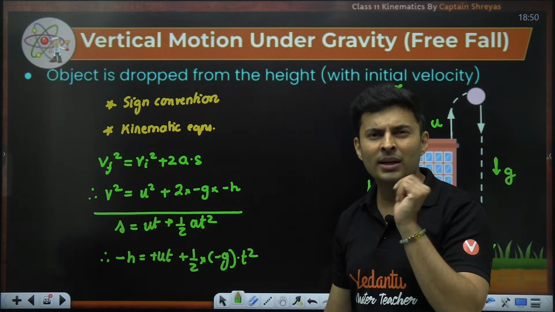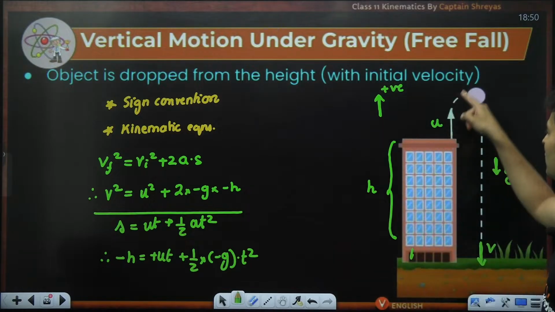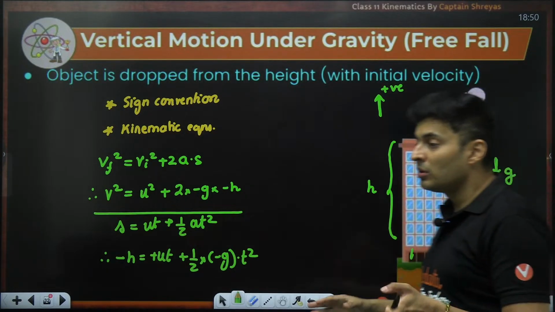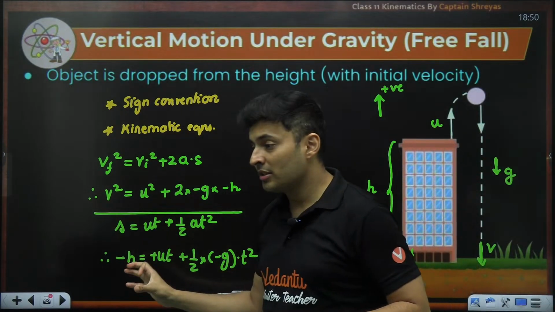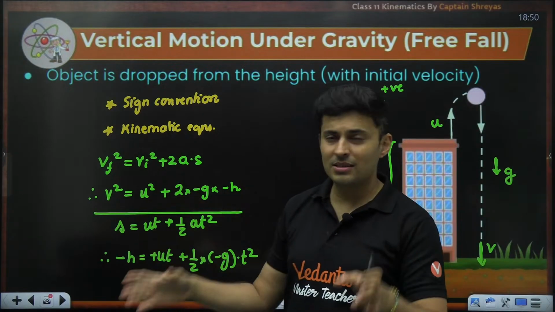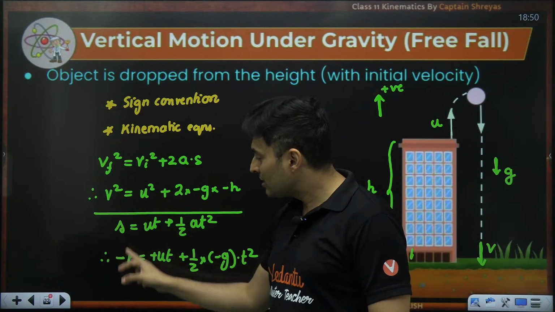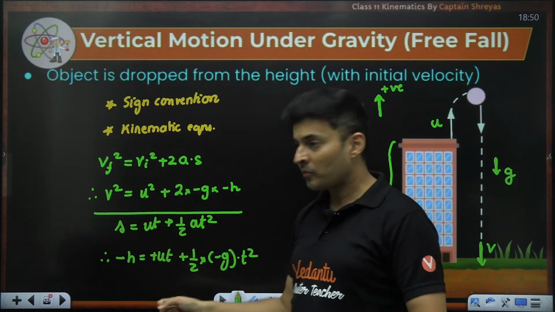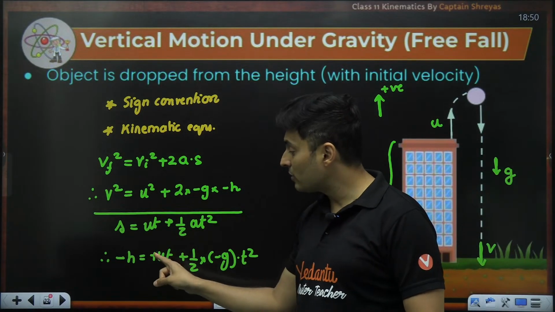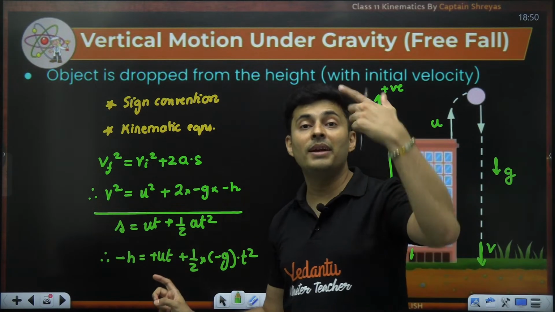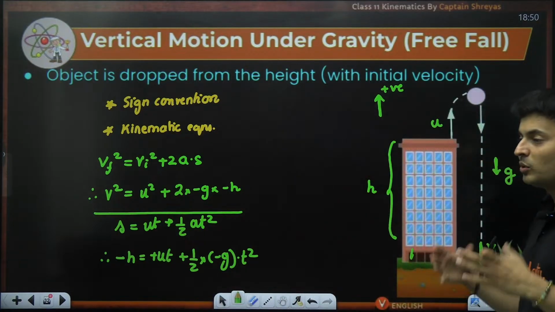Sir, but won't it give me the wrong answer? Because first it is going up and coming down. Don't worry. The kinematic equations know this, and they know this because you're following the sign convention. It knows that displacement is negative, which means you have come down. The initial velocity is positive, so it is plus. So it accommodates automatically. That's the beauty of maths.